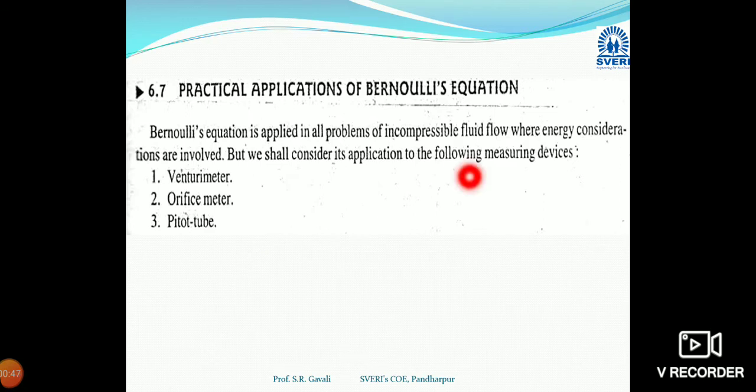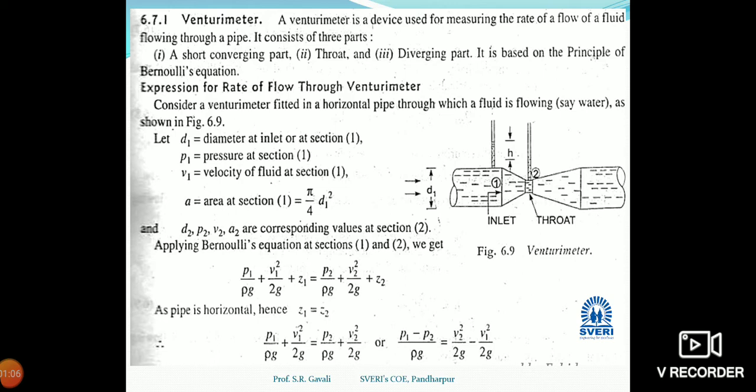Already I had explained in the content the practical applications of Bernoulli's theorem. Bernoulli's theorem has so many applications. It is very important to solve fluid flow problems, and its important practical applications are the Venturi meter, Orifice meter and Pitot tube. Now one by one we will discuss.